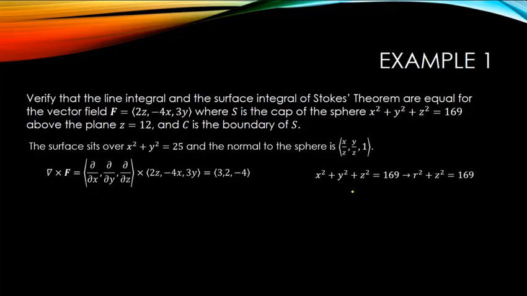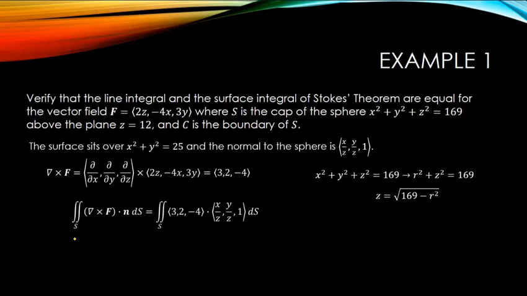Since x squared plus y squared plus z squared is equal to 169, I can write that as r squared plus z squared equal to 169. This gives me z equal to the square root of 169 minus r squared, so that my double integral over S of del cross F dotted with n dS becomes a double integral over S of the vector with components 3, 2, negative 4 dotted with the vector with components x over z, y over z, and 1 dS.